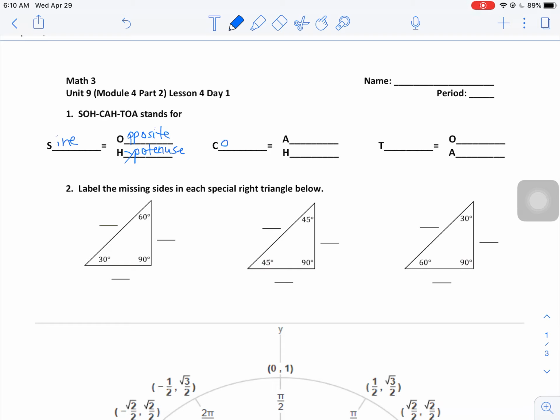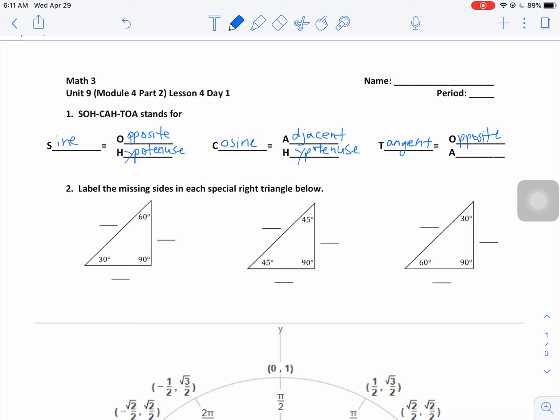C stands for cosine. That's another trigonometric function, just like sine is a trigonometric function. The A stands for adjacent, and adjacent means next to. The H stands for hypotenuse again. And then the T stands for tangent, and tangent is a trig function as well, just like sine and cosine. So tangent is equal to the opposite side over the adjacent side.